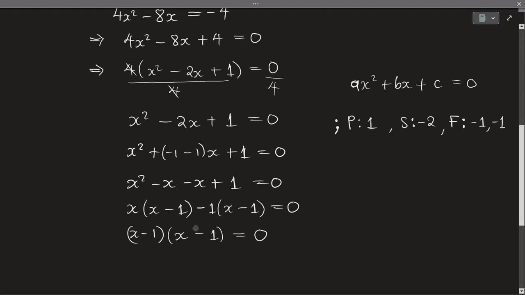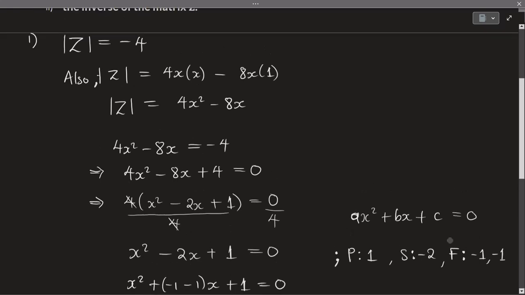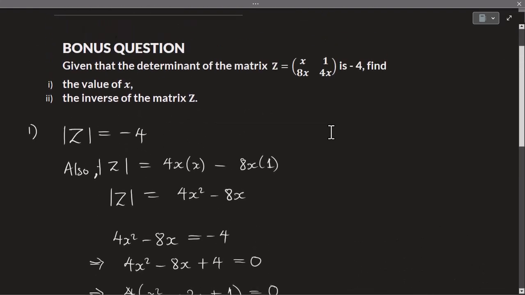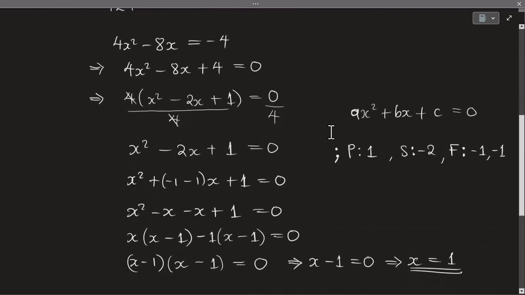Now to find the value of x, what we do is equate each of these, the x minus 1 equate it to 0, and this other x minus 1 equate it to 0. Since both expressions are x minus 1, we're just going to have x minus 1 is equal to 0, which means that x is equal to 1. This is the value of x that we need to put in these positions for us to have the matrix Z. You can see it's a bit more about algebra.